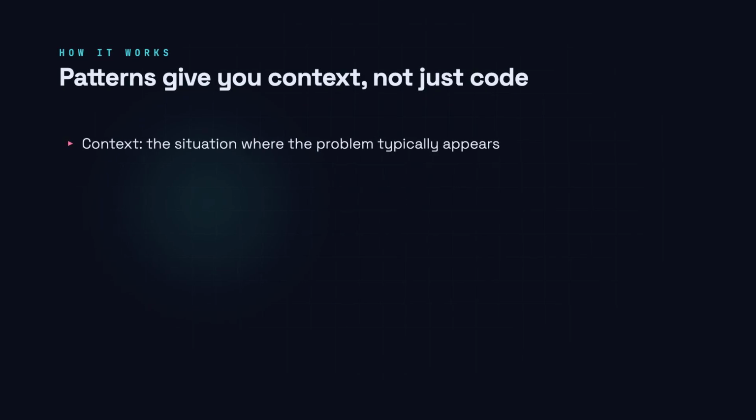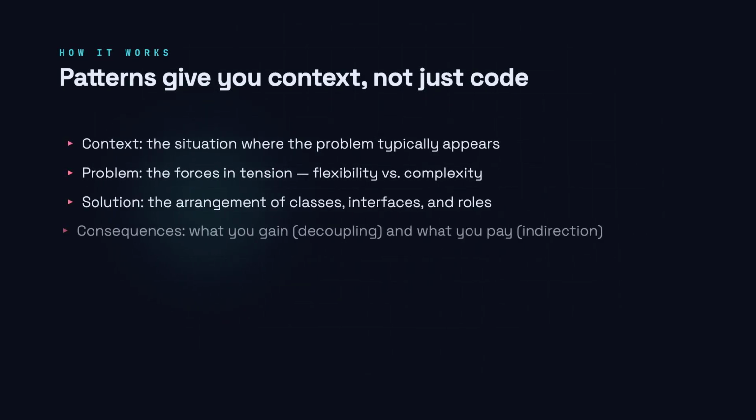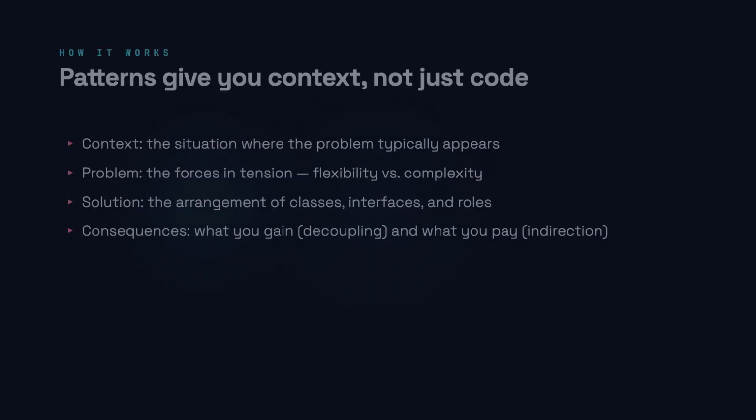What makes a pattern more powerful than a code snippet is that it bundles four things together. The context tells you when the problem typically shows up. The problem names the forces in tension. Maybe you need flexibility but also simplicity. The solution describes the arrangement of roles and relationships, not a rigid class hierarchy. And the consequences are honest about what you gain and what you pay. Patterns always add some indirection, and that is a real cost worth knowing upfront.